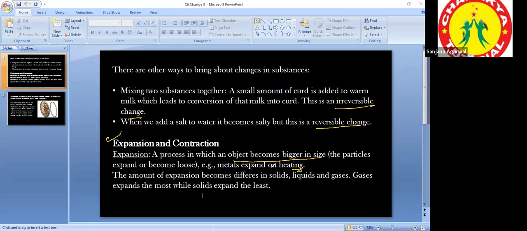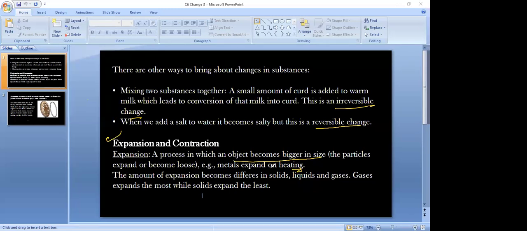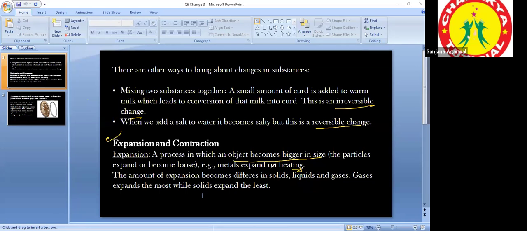Are you getting what is expansion? Yes, ma'am. So basically, when we heat anything, when we increase the temperature of any object, it expands. Why does it expand? Because the particles gain energy, and that energy is turned into movement. Whereas in solids, we cannot see the movement, but a very small change in size can be noticed if we observe it deeply. Next slide. Let me change to the next slide, and then I'll give you time to write down.